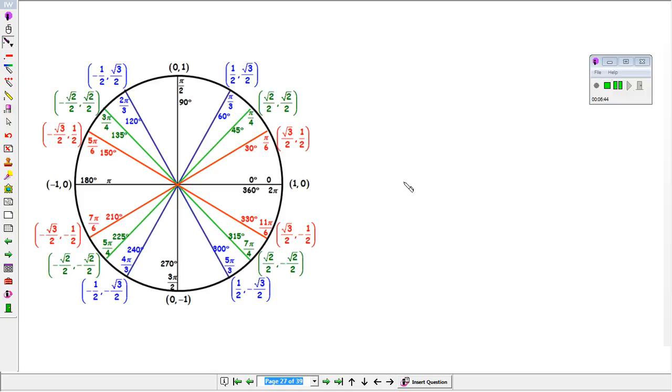So this is the unit circle. We are going to find the inverse of sine. So we want to find the inverse of sine of 1/2.